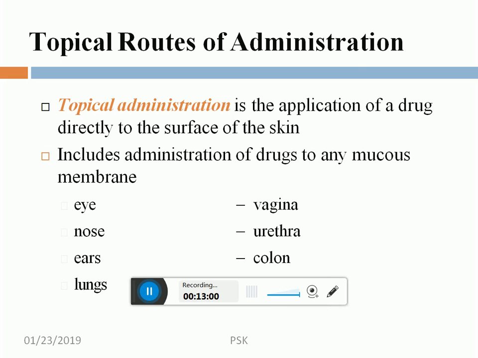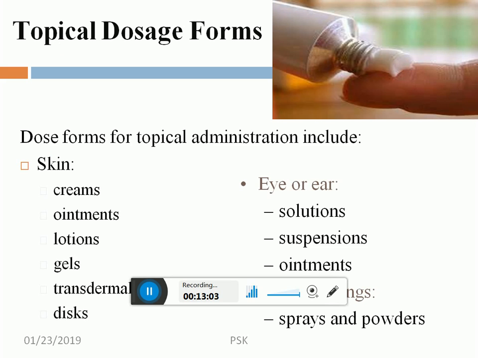Next one, the forms of the drug. While using on the skin, you can use it as a cream, ointment, lotion, gel, and then transdermal patch, and then the disc. For example, for using in the eyes or ears, you can use a solution, suspension, ointment, spray, and powders for using in the lung.